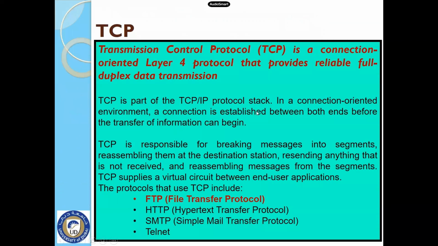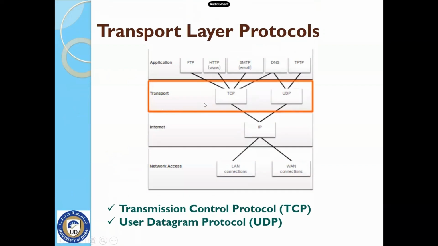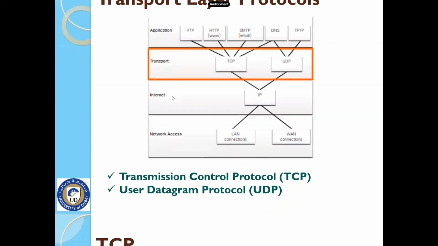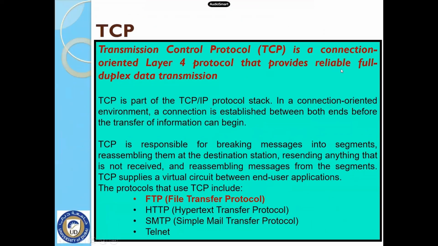TCP is a connection-oriented layer 4 protocol. Layer 4 is from this one here. It's layer number 4, because if you consider this 7, 6, 5, this is going to be 4. It's a layer 4 protocol that provides reliable full duplex data transmission.